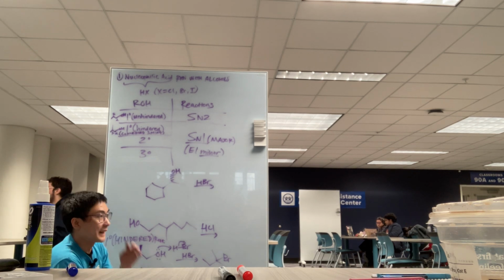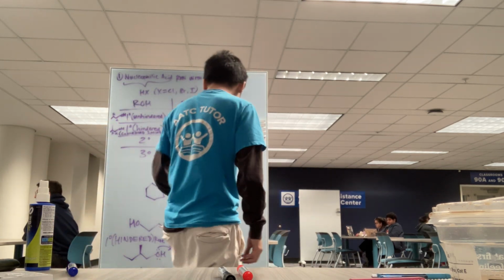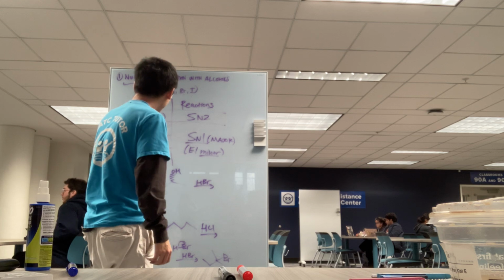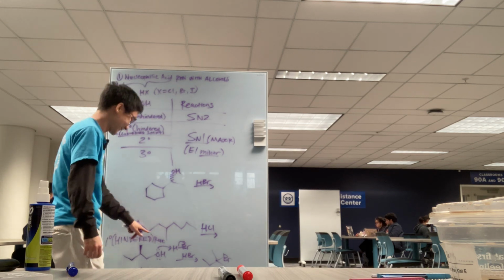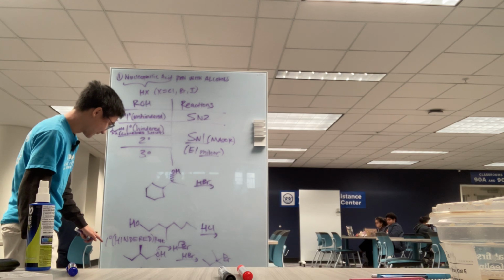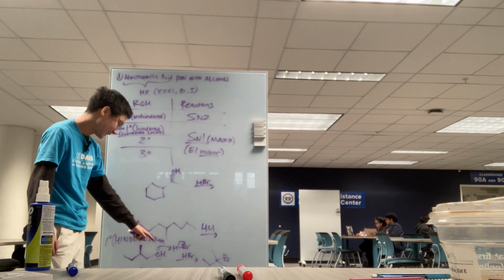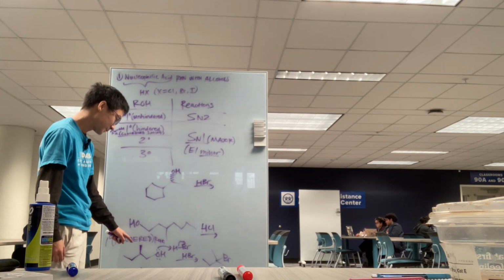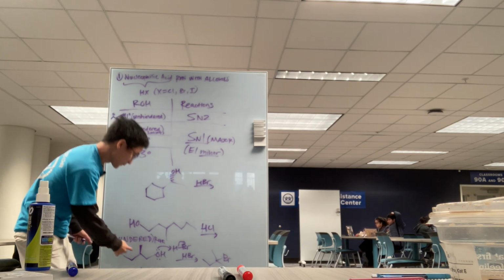For the one with HCl, because it's SN2, it wouldn't shift over to the more stable position. And primary carbocations don't exist. They don't exist. So that's just for primary hindered, where it's a special case.